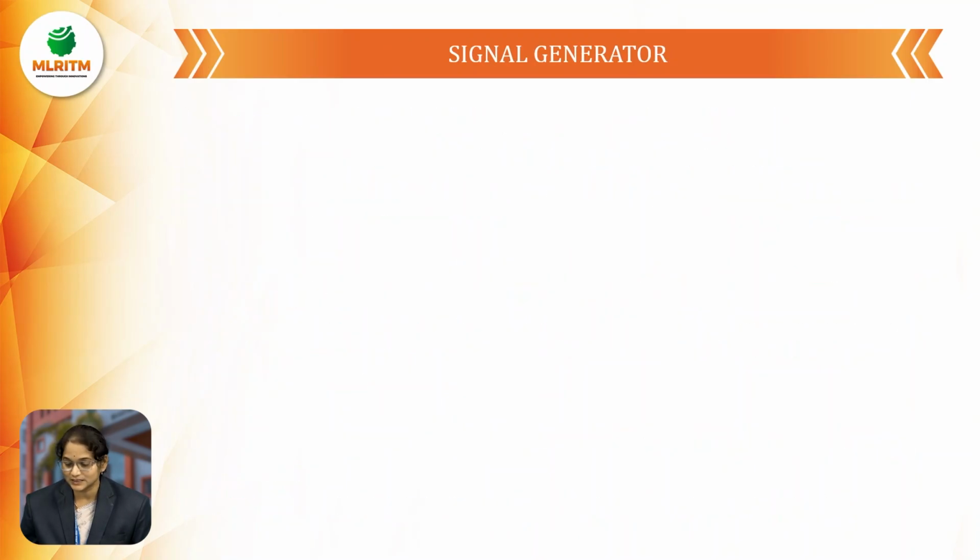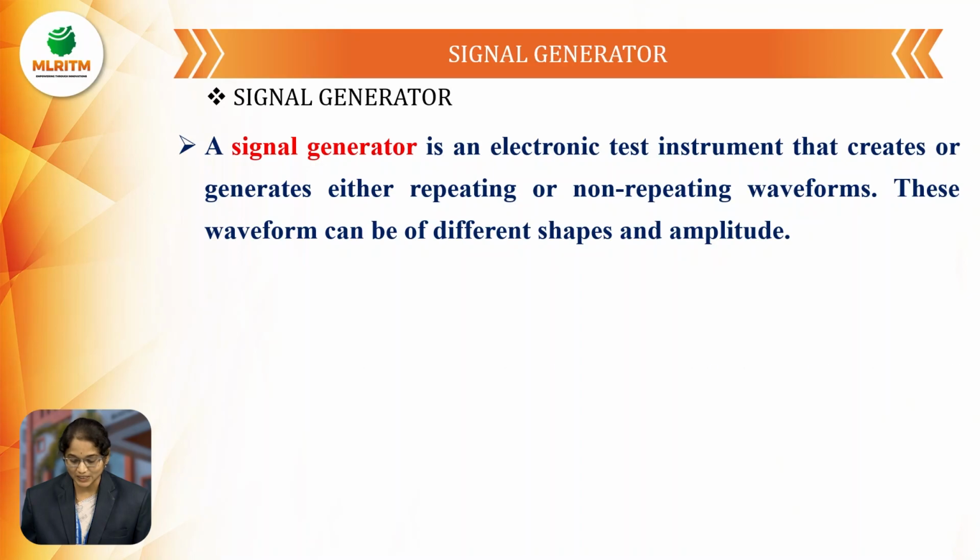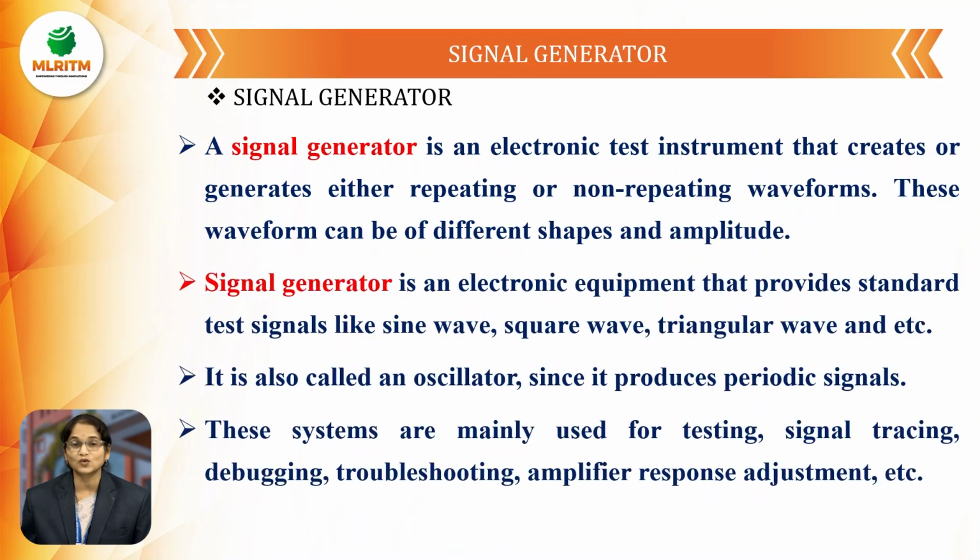The next is the signal generator. What is a signal generator? A signal generator is an electronic circuit. It will generate repeating or non-repeating waveforms, waveforms with different shapes and amplitudes.